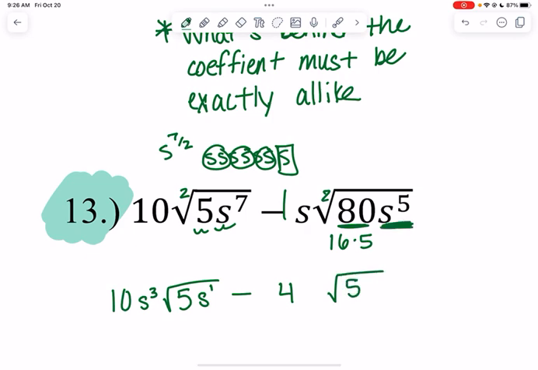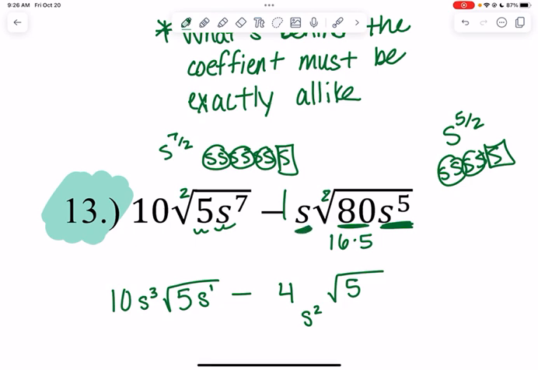Now let's look at s to the 5th. We could rewrite that as s to the 5 halves. You could write it as 5 s's. How many groups of 2 with how many left? 2 goes into 5 twice. So we would bring s squared out, but because there's already an s out there, that 1 with the 2 that we're bringing out is going to make s to the 3rd. And that checks out because our first expression had s to the 3rd in it, with 1 left.